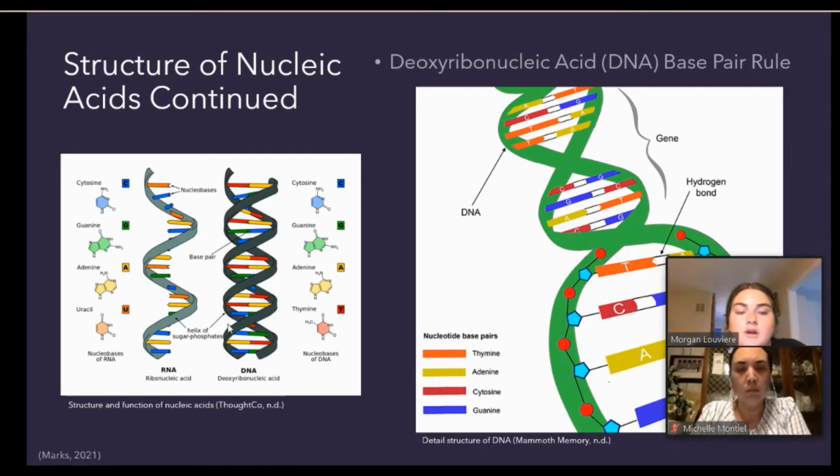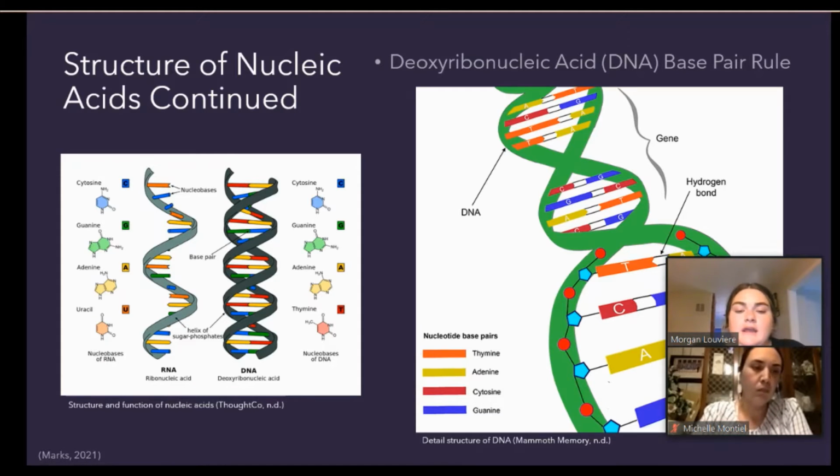So Erwin Chargaff, an Austrian-American chemist, actually looked at the structure of DNA and RNA, and he discovered that the nitrogenous base pairs are linked together in a 1-to-1 ratio. And if you can recall from the previous slides, there are 5 nucleotides that make up DNA and RNA. We have cytosine, guanine, adenine, thymine, and uracil. So Chargaff came up with the base pair rule that in a molecule of DNA, adenine will always bind with thymine, while cytosine always binds with guanine.